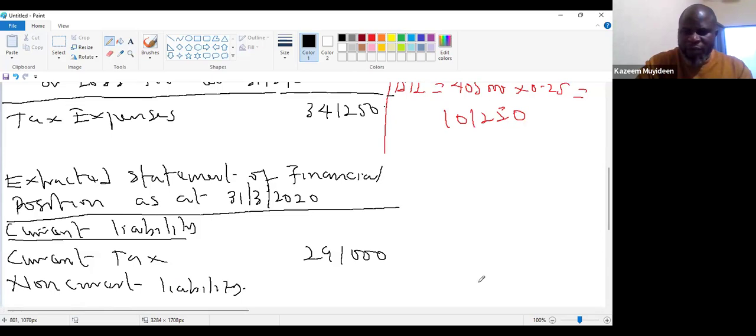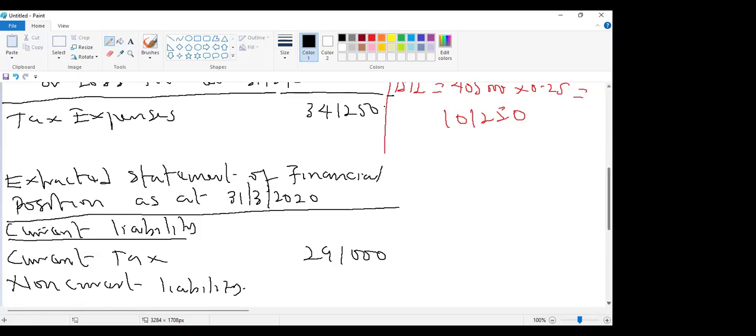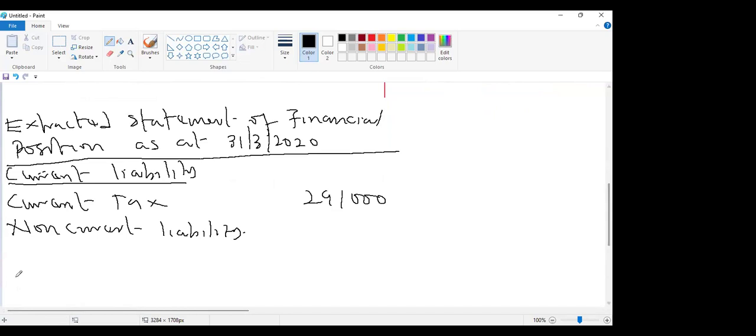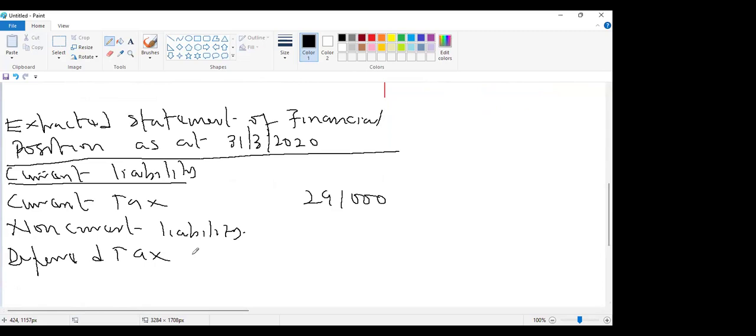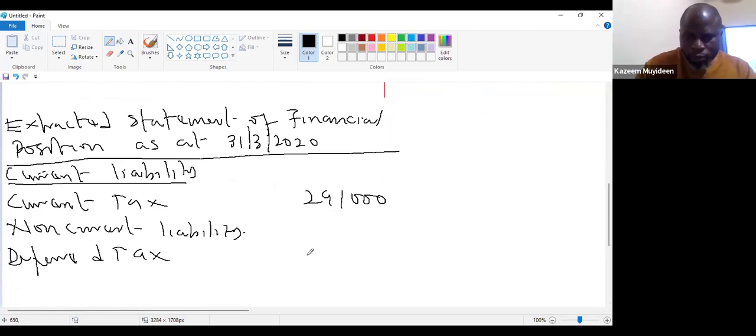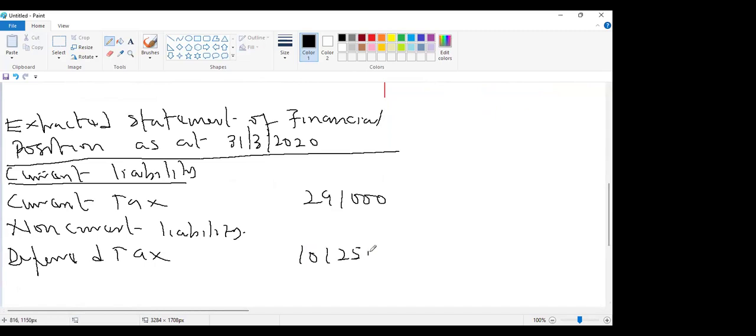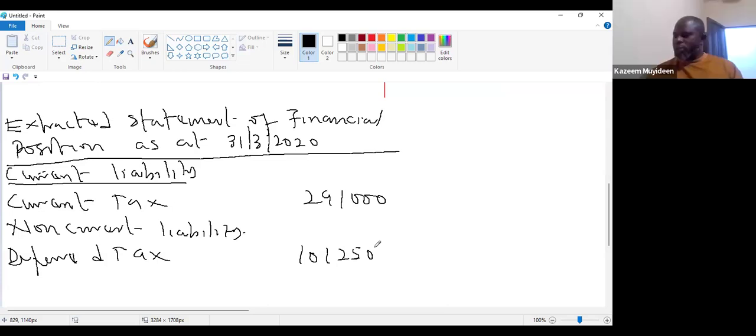In non-current liability, you have your deferred tax. How much is the deferred tax at the end of the year? 101,250. That's it. That is all.